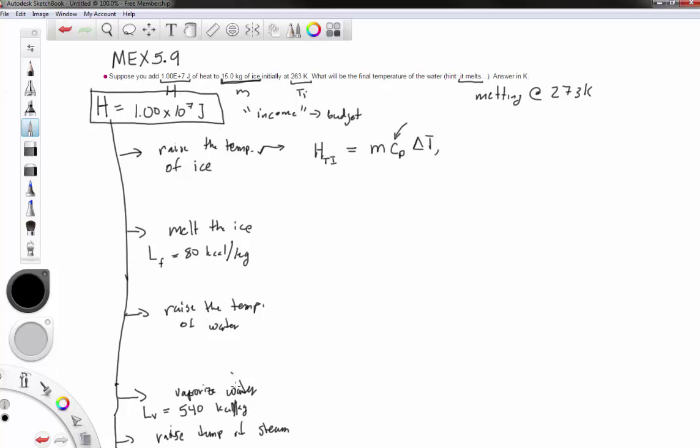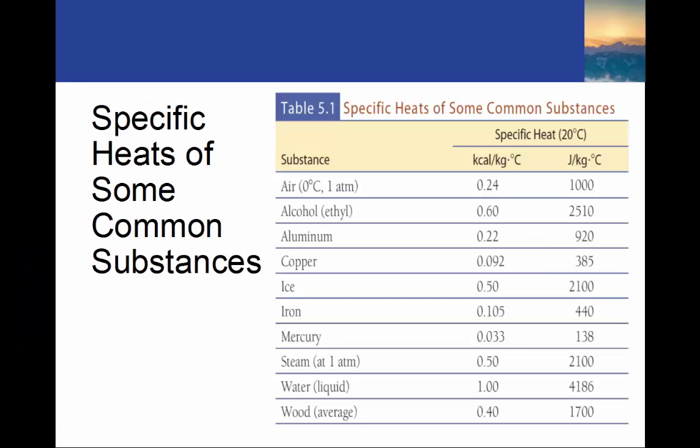So we've written those two down in case we need them later. Now let's go back and look up the specific heat capacities. We actually find those back in table 5.1. The things we might need are for ice, and you could see it in kilocalories per kilogram degree C or in joules per kilogram degree C.